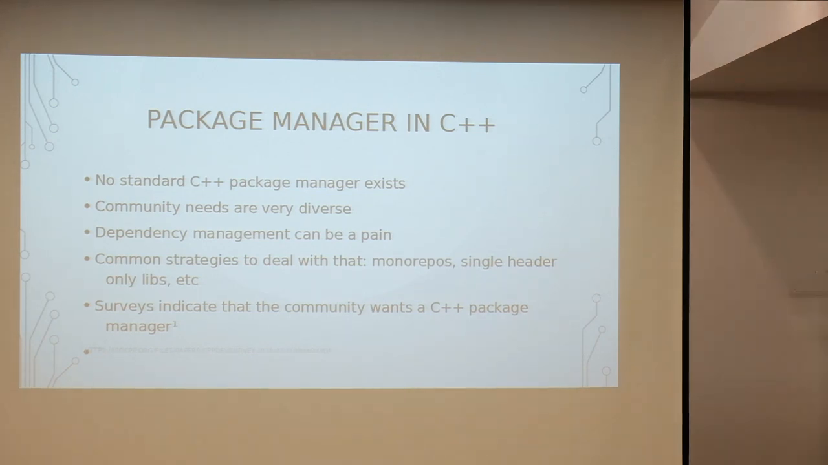I worked in a few companies, and people use different strategies to make that easier. Monorepos, just that big Git repo that has everything, modules and everything. Some solution. Nowadays, people love single-header-only libs. Have you seen GitHub? Everything. I'm going to talk about why this is not a necessary idea.